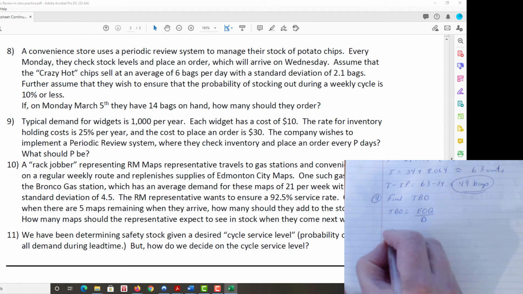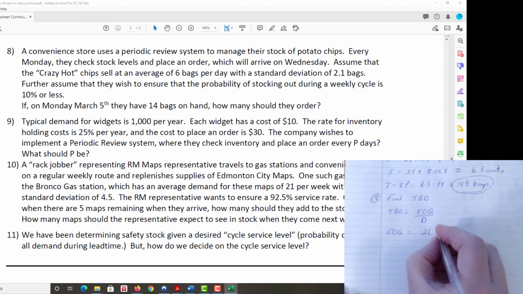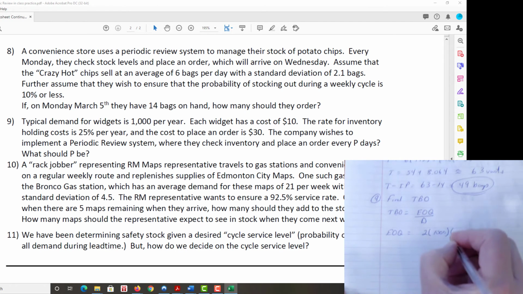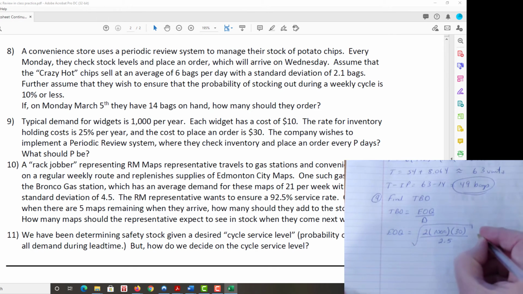Okay, so let's EOQ equals the square root of 2 times demand, which was 1,000 bags, and what's our order cost, it's 30. Okay, cool. And then we divide by our holding cost, which is 25% of the widget cost. So I can kind of do that in my head and get $2.50. I don't want to forget to square root it. Okay. And then out pops an answer, and it's roughly 155.